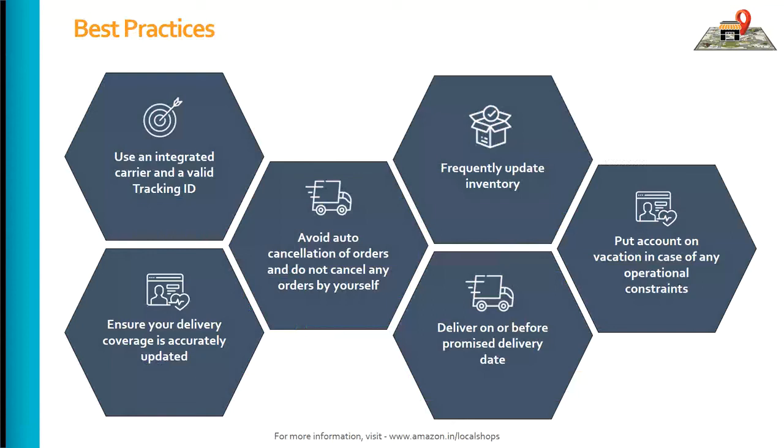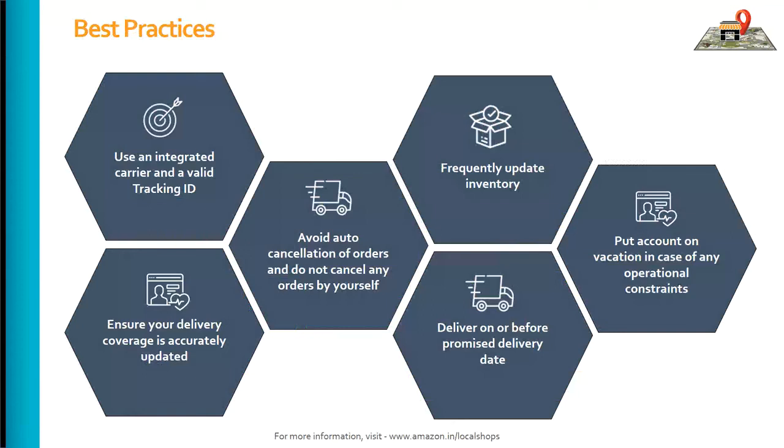The second thing is to avoid auto cancellation of orders and do not cancel orders by yourself. There can be instances where you have operational constraints or your physical inventory has run out and you have not kept a tab of things. DSLRs, please avoid being in that situation, because you do have online orders, but sometimes your physical inventory runs out of stock, and you want to avoid the cancellation penalty on your account. To avoid that, please keep a check on your inventory numbers and your physical stock.